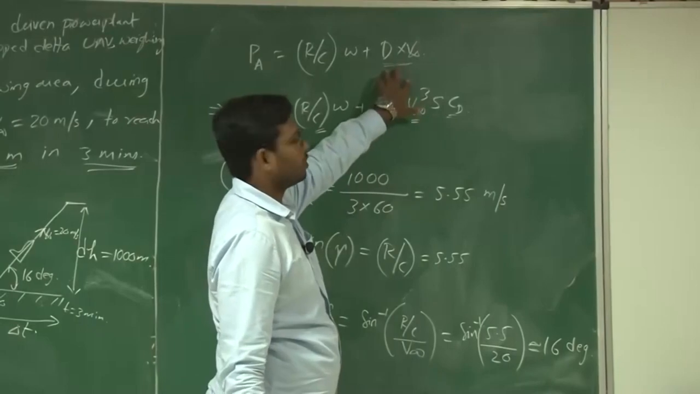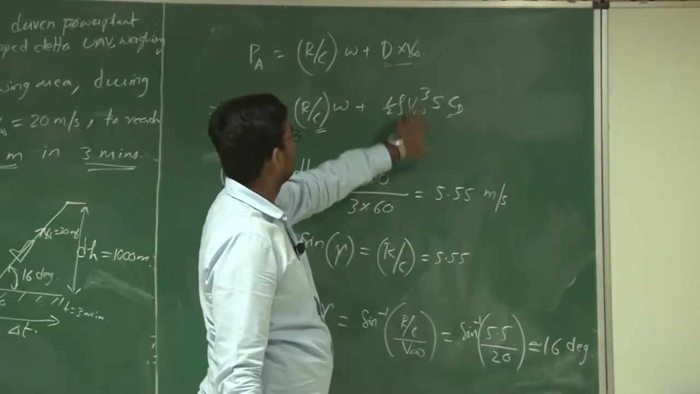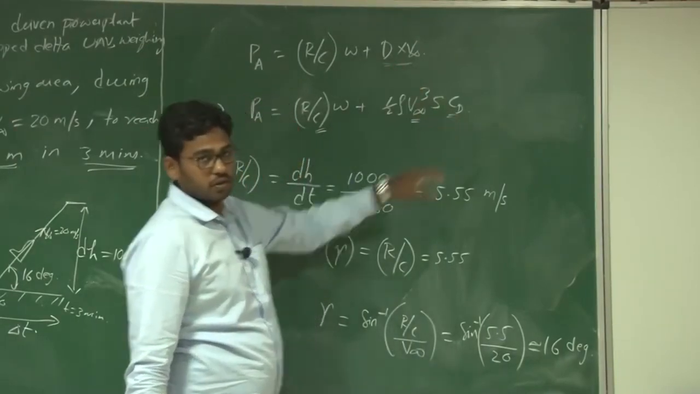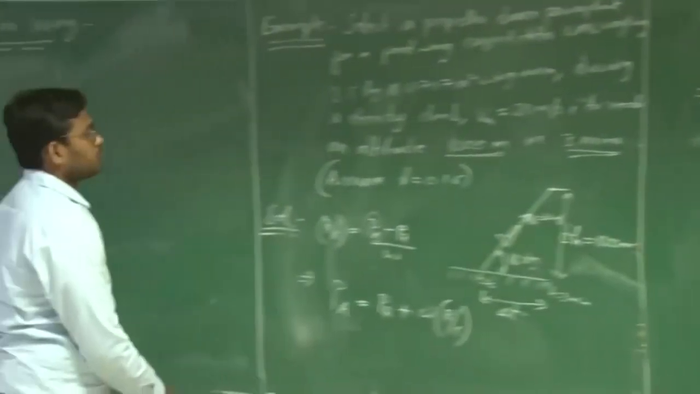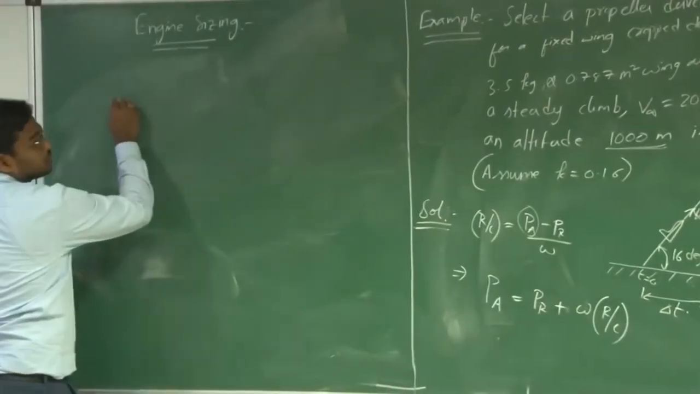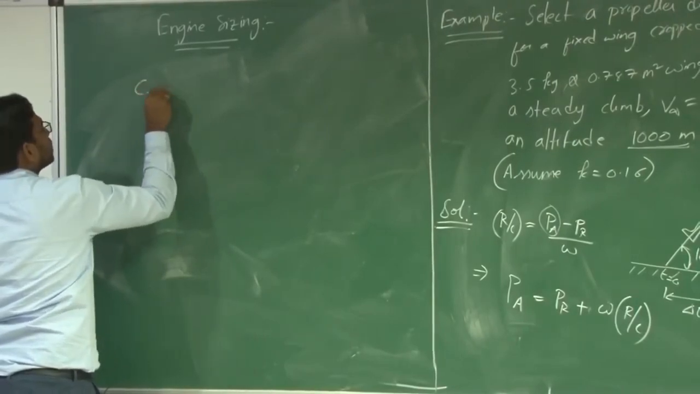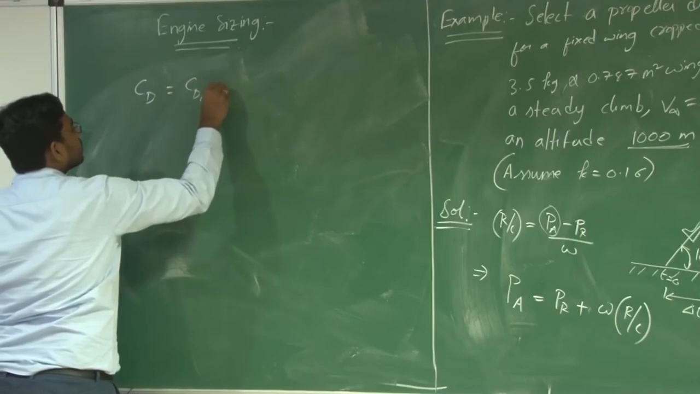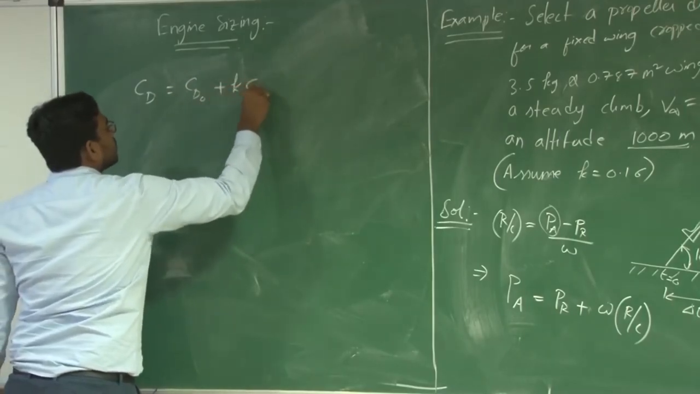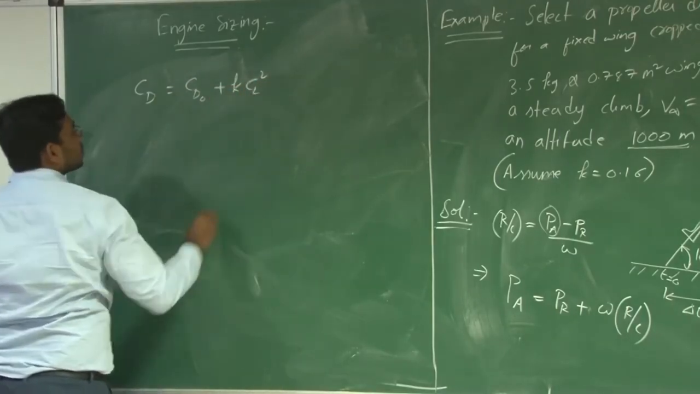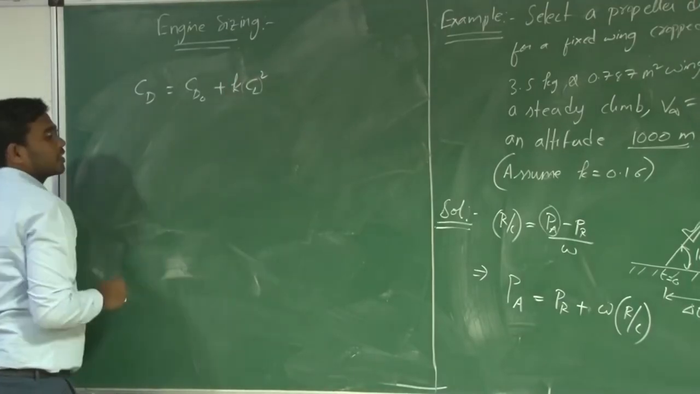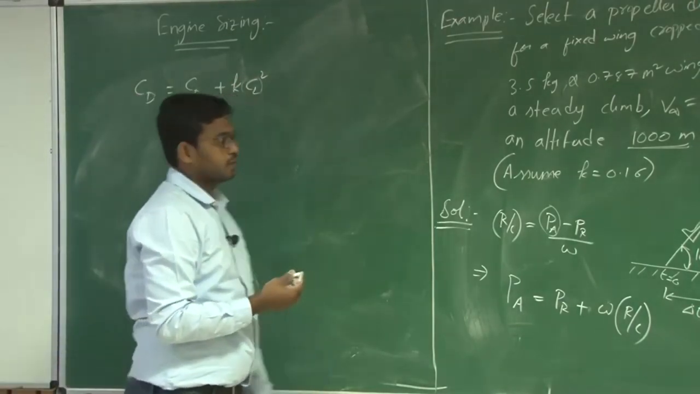Now we know the rate of climb and the corresponding angle of climb. We need to calculate the power requirement during this condition. So that is drag into velocity, right? So what is CD? How do you get CD? CD is equal to CD naught plus K into CL square, right? So we need to know the corresponding CL for this flight condition, right?